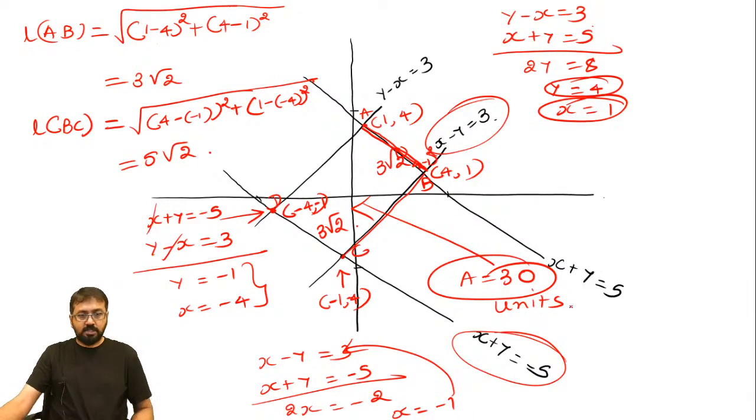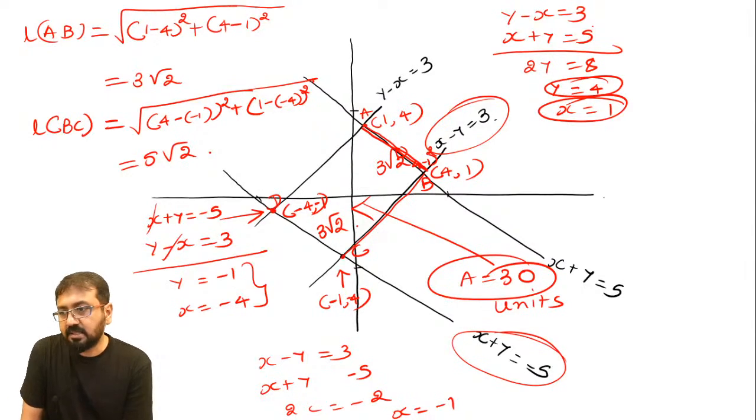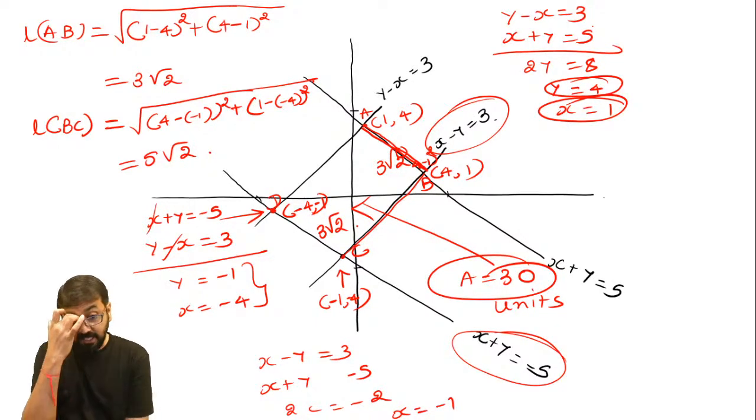Area will be 30 units. Is there any other approach that we can use? Yeah guys, apart from this, because this is not the shortest approach. There has to be something that we can. Yeah, Vaishali, how did you get 30 units? How did you solve?